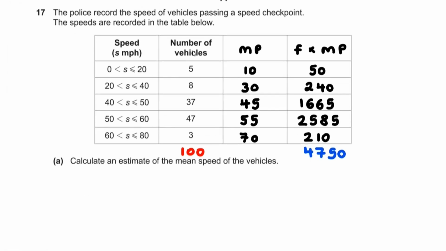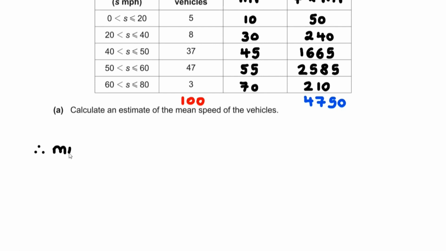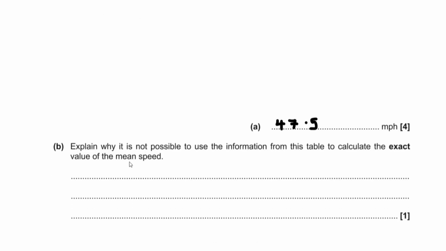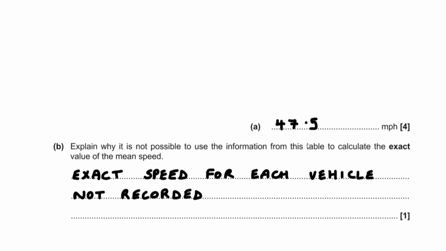So therefore, for the mean, that's equal to 4750 divided by 100, and if I work this out, I get 47.5. So we have 47.5 miles per hour. Part B, explain why it is not possible to use the information from this table to calculate the exact value of the mean speed. The exact speed for each vehicle is not recorded.